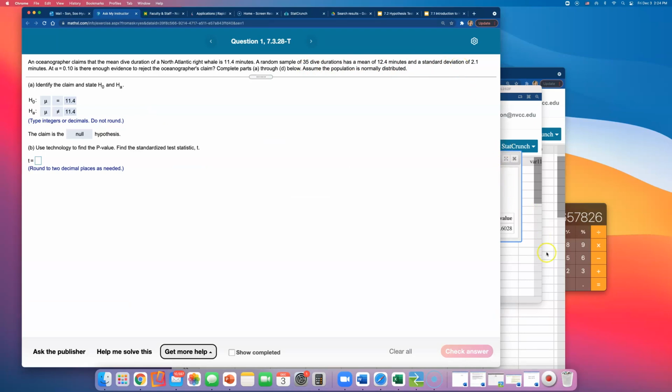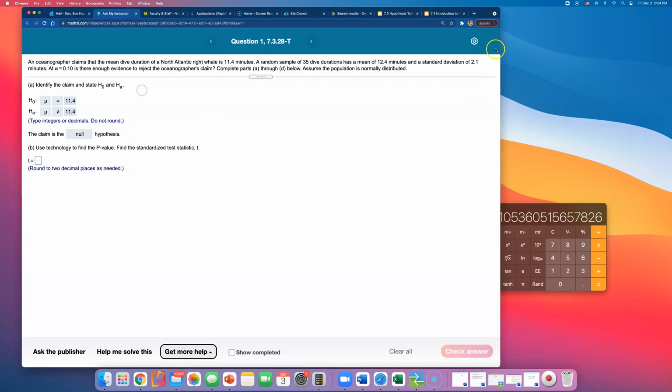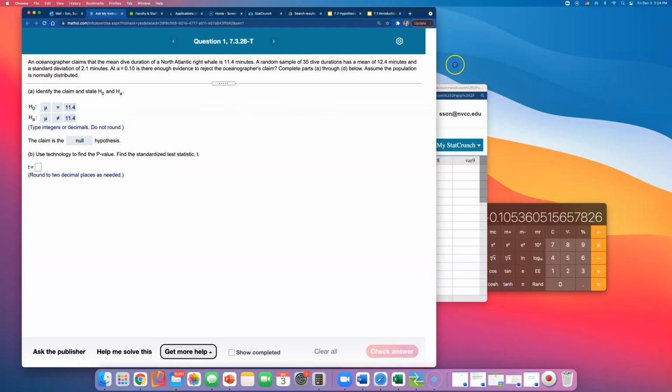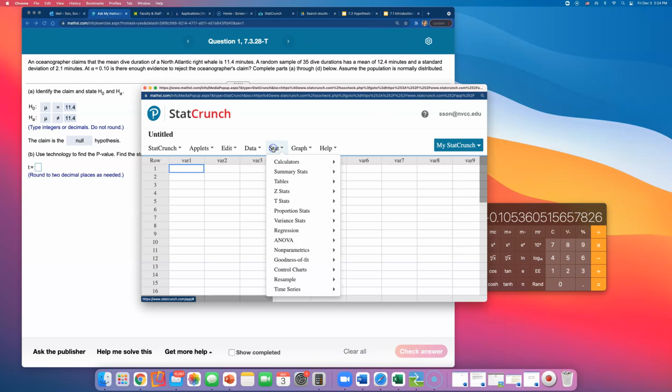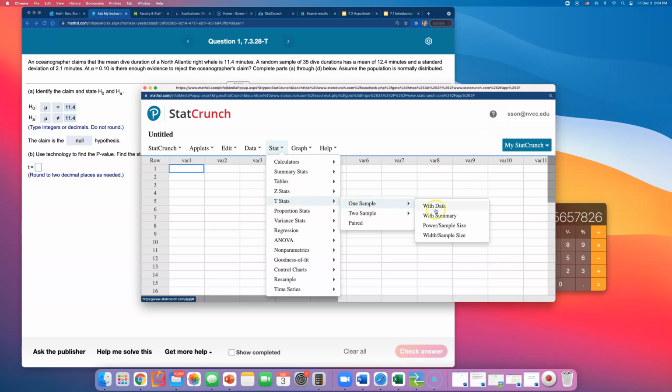So this time, we do not have population standard deviation. Therefore, you're going to go with t-stat, one sample, with summary. Now, if someone missed this, then go with z-stat. They will get the wrong p-value, okay?